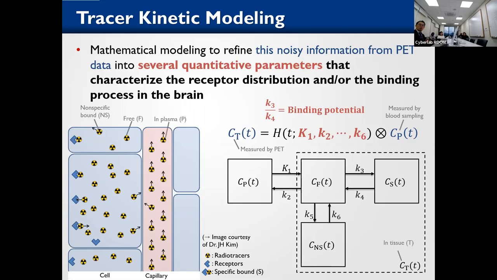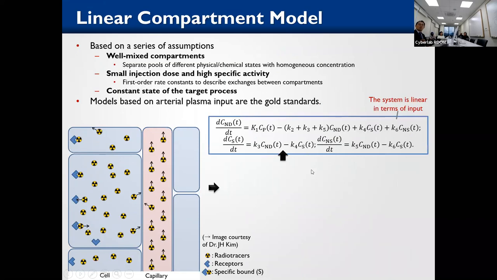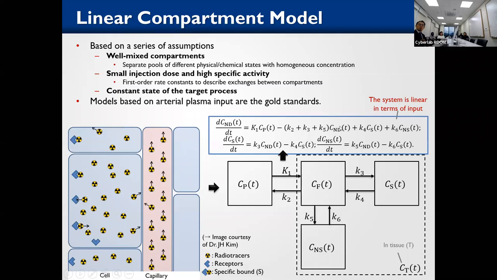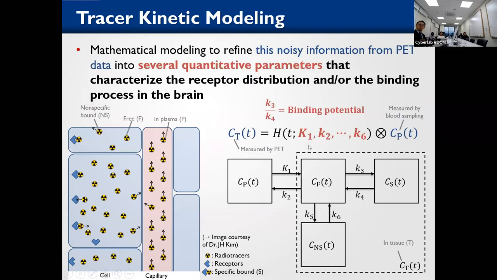But if we have time-varying data of the plasma concentration, and if we know K1, K2, K3, K4, these parameters, then using this input data and the parameters, we can generate each compartment concentration using the mathematical model. This is a mathematical model. We can write mathematical equations using these relationships, and the solution of this equation looks like this.